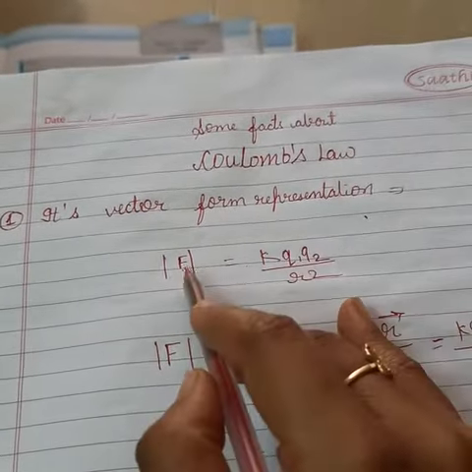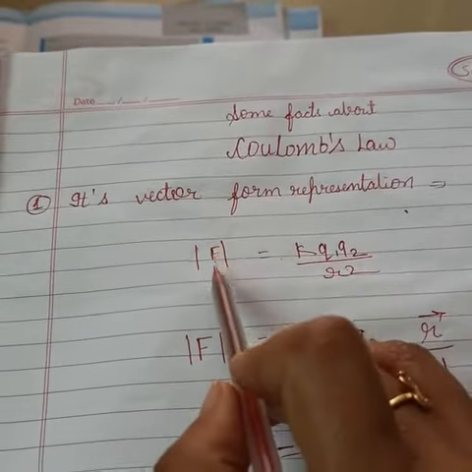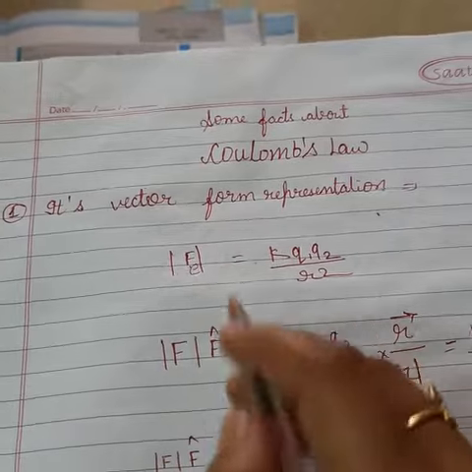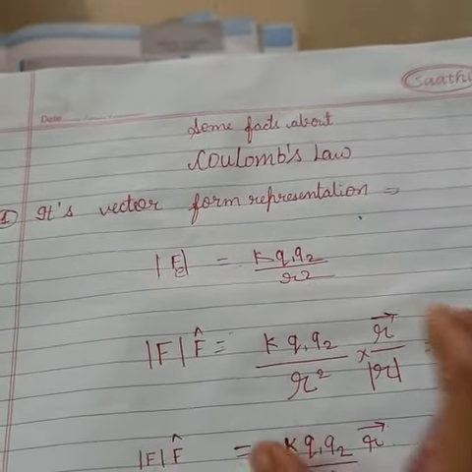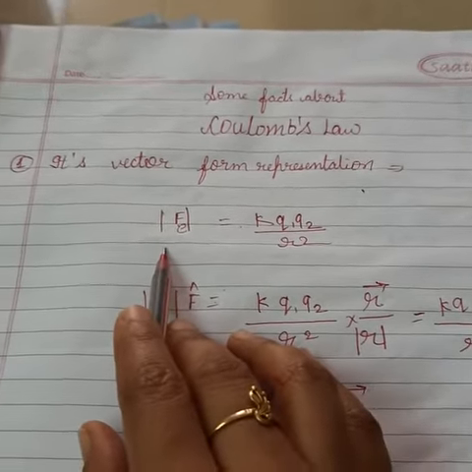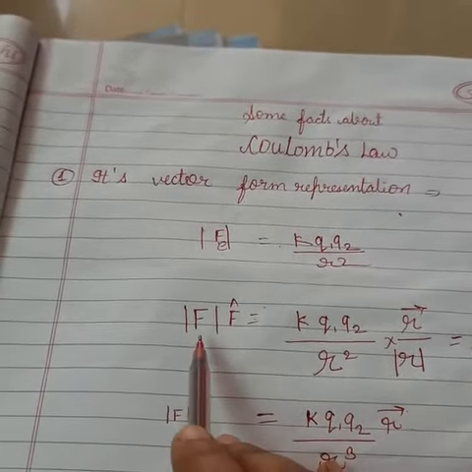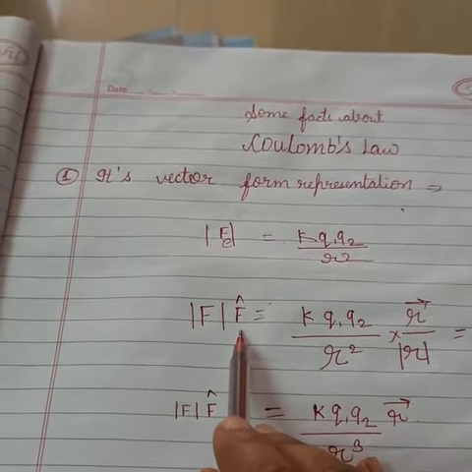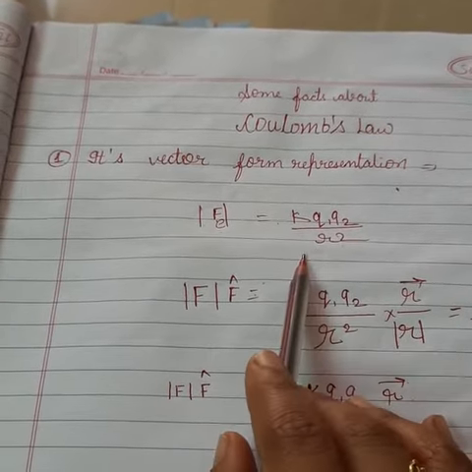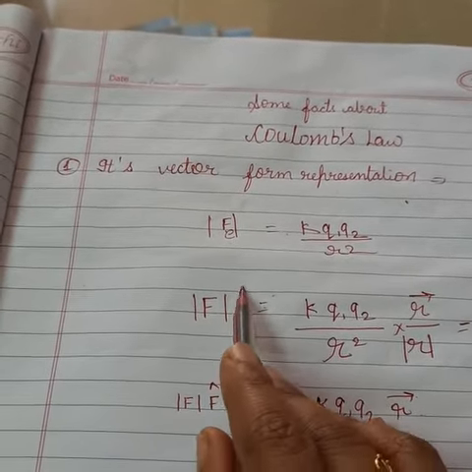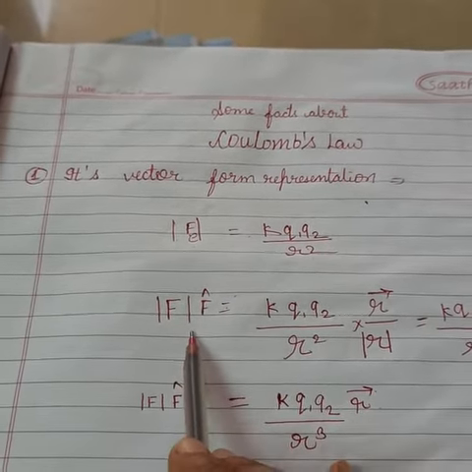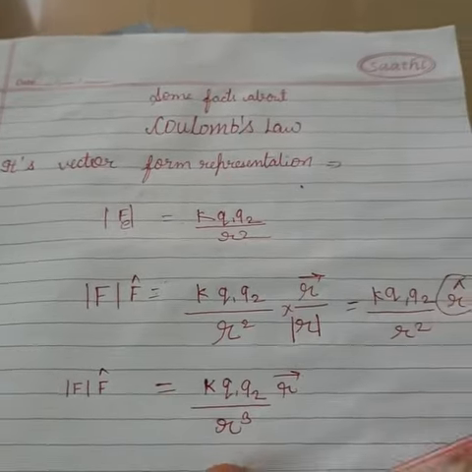Since we know that force is a vector quantity, so we have to represent its electrostatic force in terms of a vector quantity. How can we represent this? For the vector representation, we need a magnitude as well as unit vector. Magnitude already we know, and the unit vector is represented in such a way, unit cap vector, that earlier in grade 11 you have studied the vector representation.